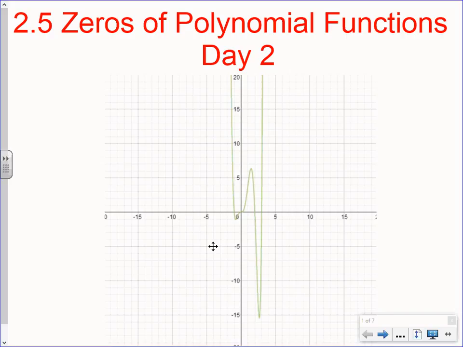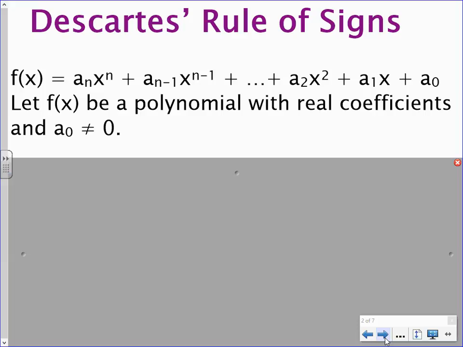So let's talk about two rules that will save us some time. Okay? One of these you may have talked about last year. I don't remember. Descartes' rule of signs. Do you remember that name? Okay. So don't feel like you have to write this down. This is me saying, hey, we have a polynomial. Okay? What I would write if I were you, if f of x is a polynomial. I wouldn't copy all of this down.